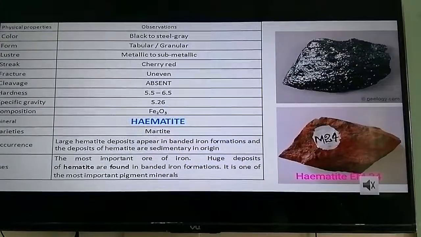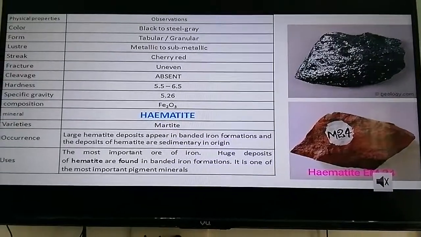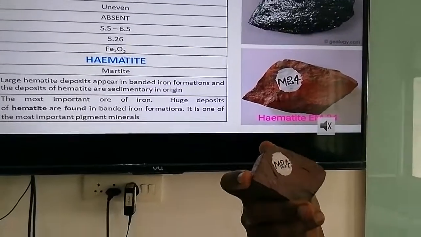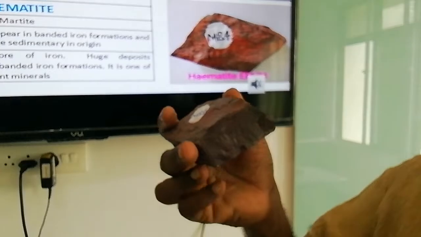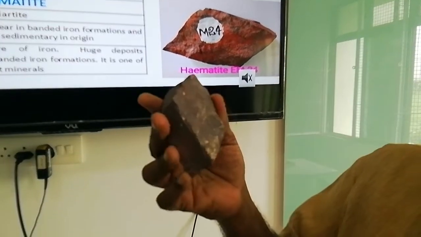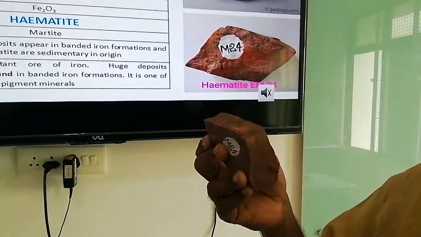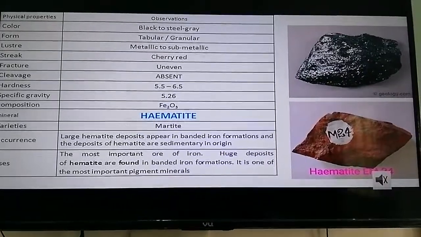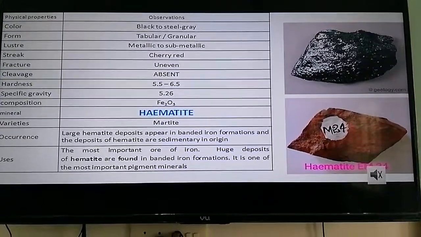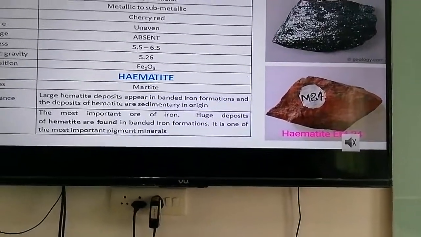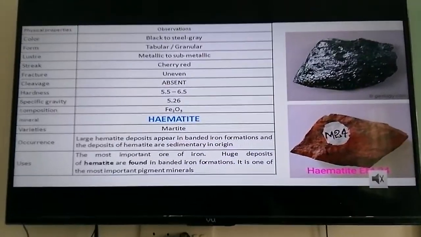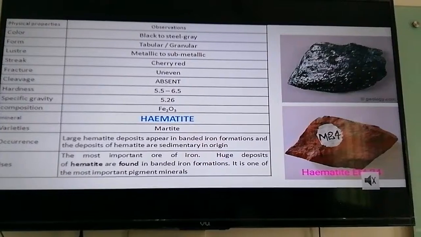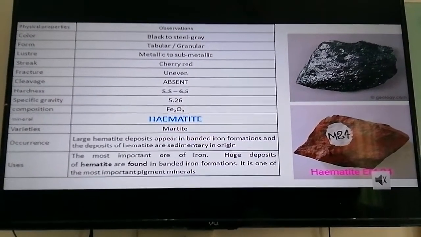Coming to the next mineral, hematite. So hematite is black to steel grey in color. Its code is mentioned as M24. So its form is tabular or granular, and its luster is metallic to submetallic. Streak is cherry red. When we scratch this hematite on a streak plate, we get this cherry red powder, and fracture is uneven, cleavage absent, and hardness is 5.5 to 6.5, specific gravity 5.26, and chemical composition is Fe2O3.